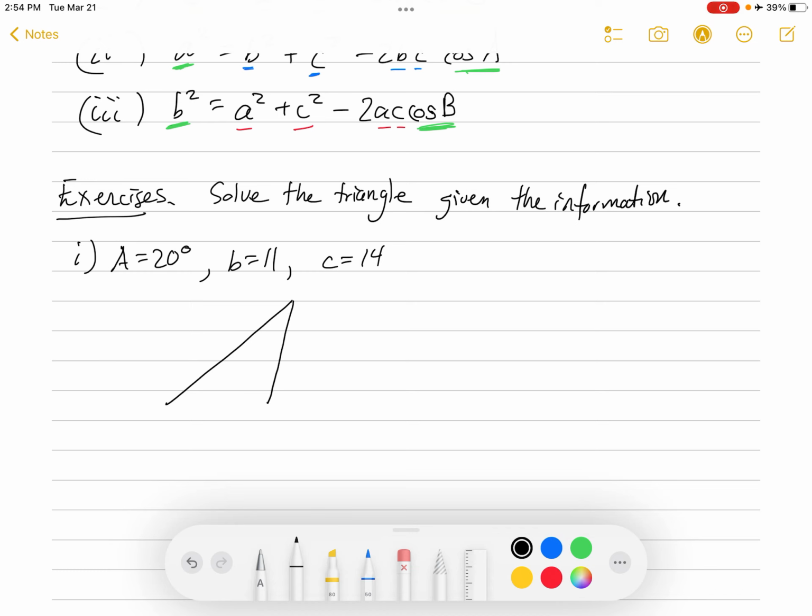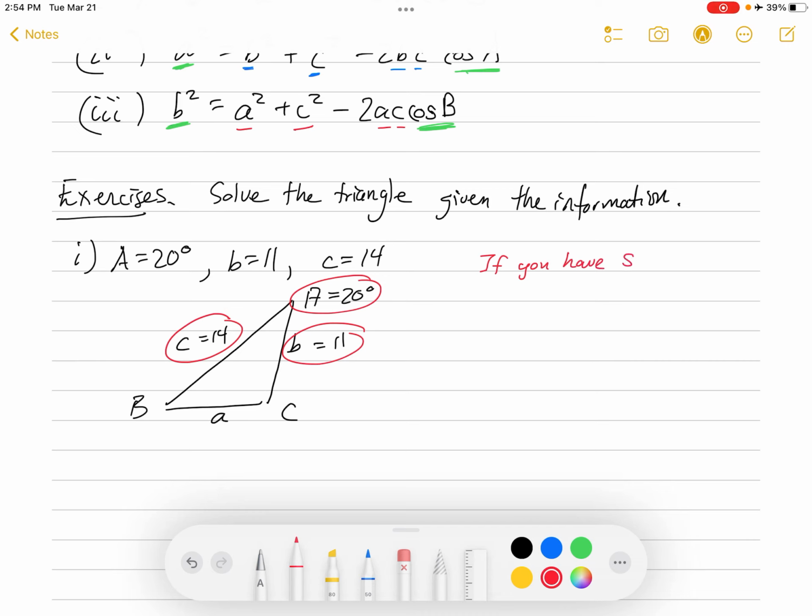So drawing this out, A, B, C, little a, little b, little c. A's 20, little b's 11, little c's 14. But notice we have a side, angle, side. When you have a side, an angle, and a side in that order, given, you can use law of cosines. So let's use law of cosines to first start with little a. That's going to be the side across from the angle.